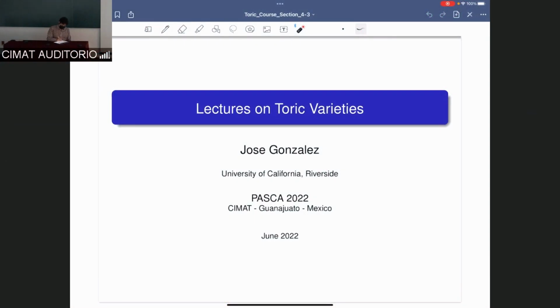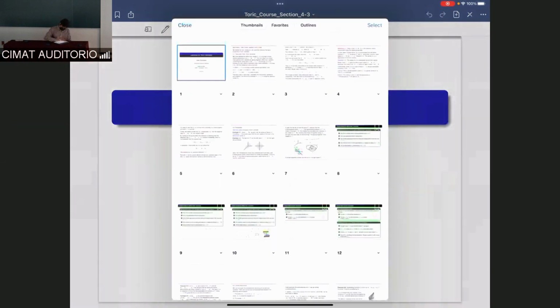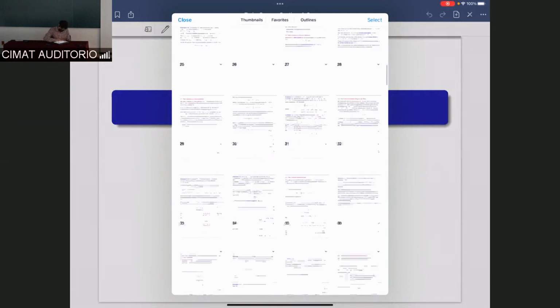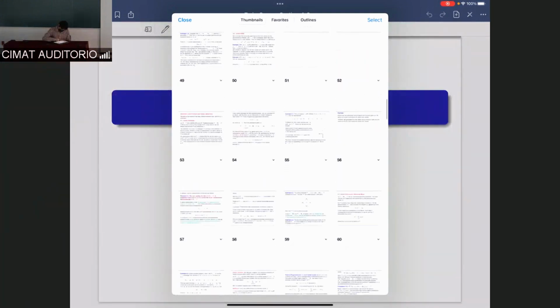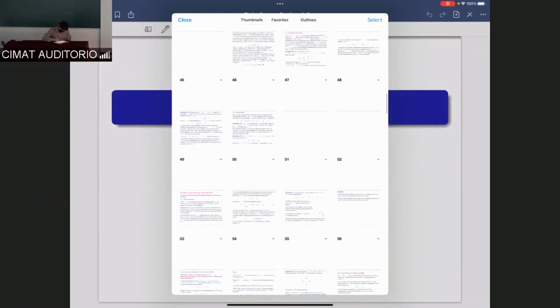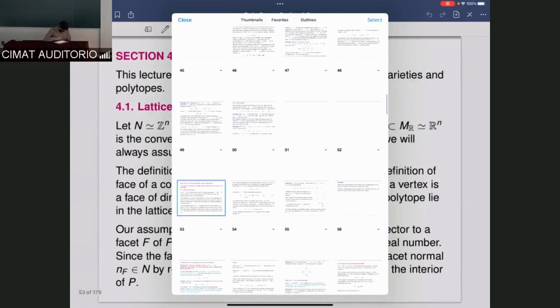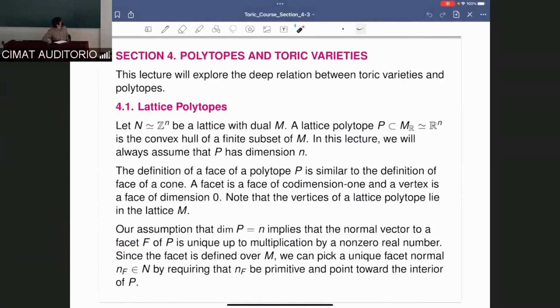So we continue our lectures on toric varieties, and we are following the notes of David Cox, which, again, you can find online from his website. Today, our goal is to discuss the relation between toric varieties and polytopes.